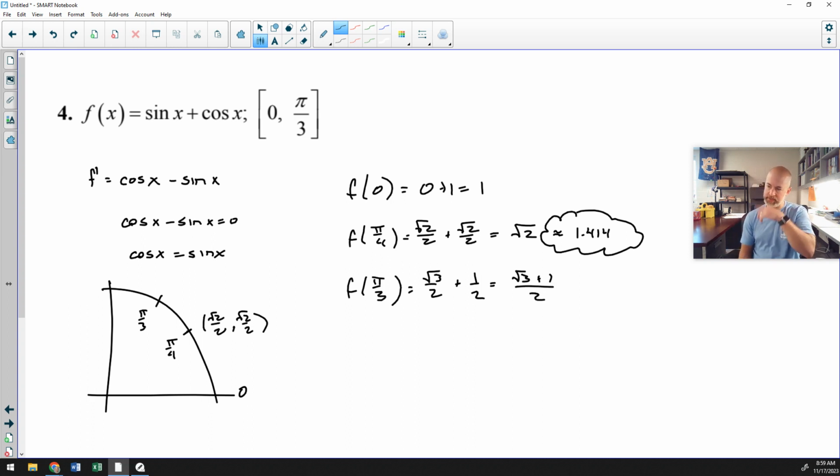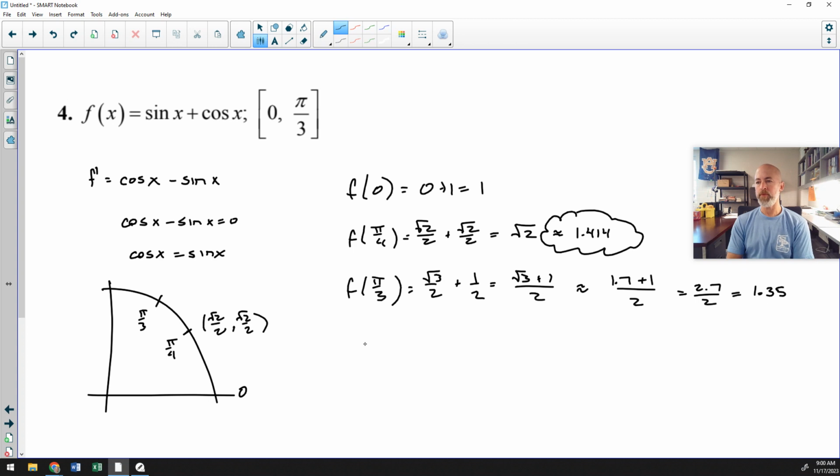And we now need to try to figure out which of those two is higher. Let's see. The square root of 3 is approximately 1.7 plus 1. And if you divide that by 2, that's 2.7 over 2. That's going to be 1.35, which is less than 1.414. And I think that 1.7 is rounded, but even if I did include more decimals, that's not going to be enough to bring this up to 1.4.